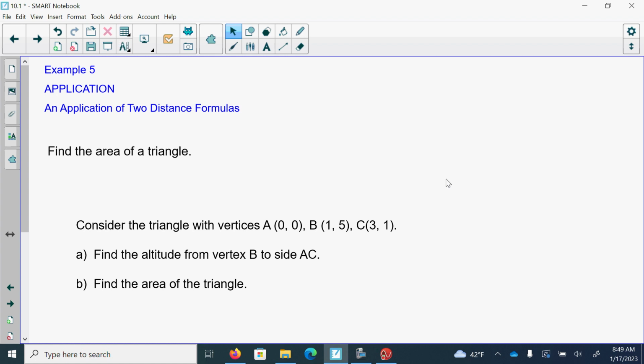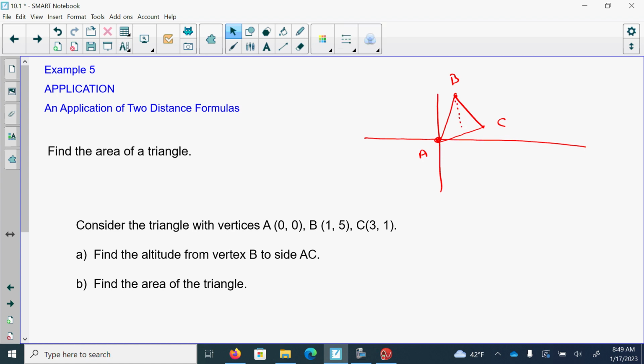So the first thing, I need a visual. I'm just going to do a really rough sketch. 0, 0 is point A. B is 1, 5, so let's put that there. And then C is 3, 1, so we'll put that there. Just a rough sketch so I can see what I'm doing. Then it asks me to find the altitude from vertex B to side AC. Now I can find any altitude. I'm just following the directions. So I could have found the altitude C to AB or A to BC.